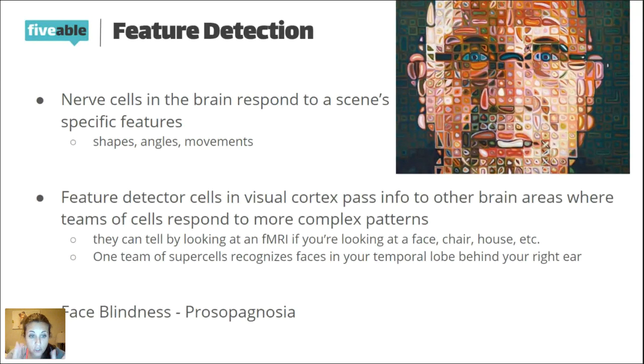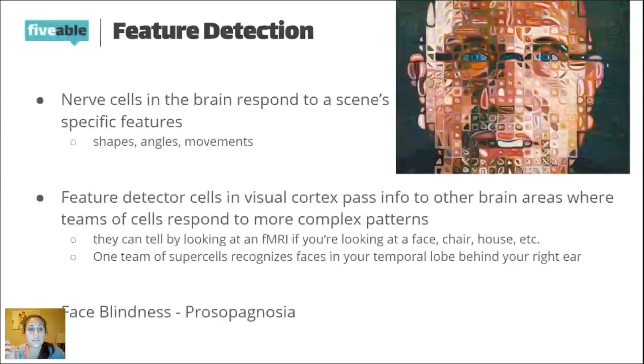These feature detector cells detect features: shapes, angles, movements, things like that. They're in our visual cortex, and they pass that info on to other brain areas where different teams of cells work together to create a complex pattern.